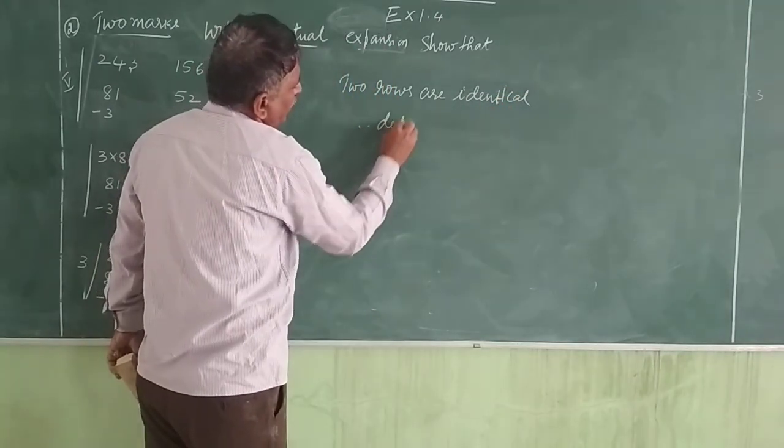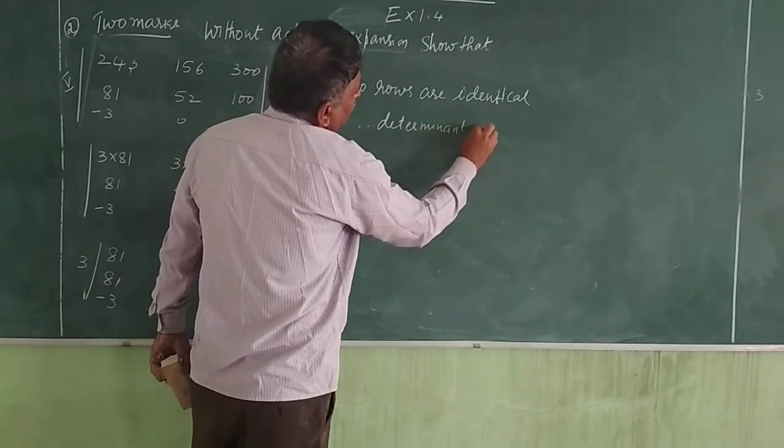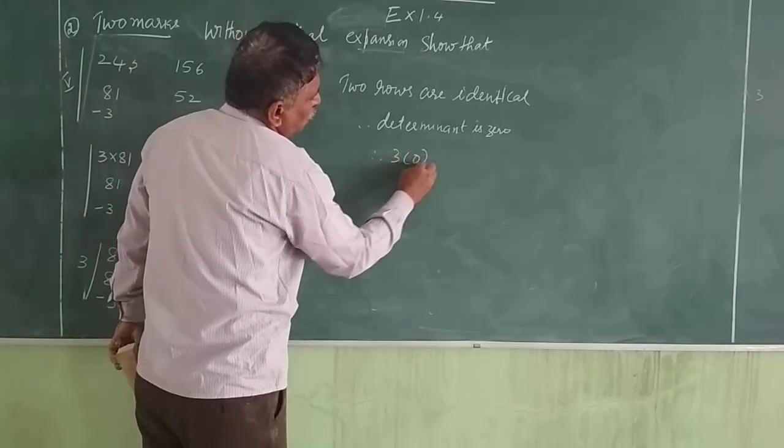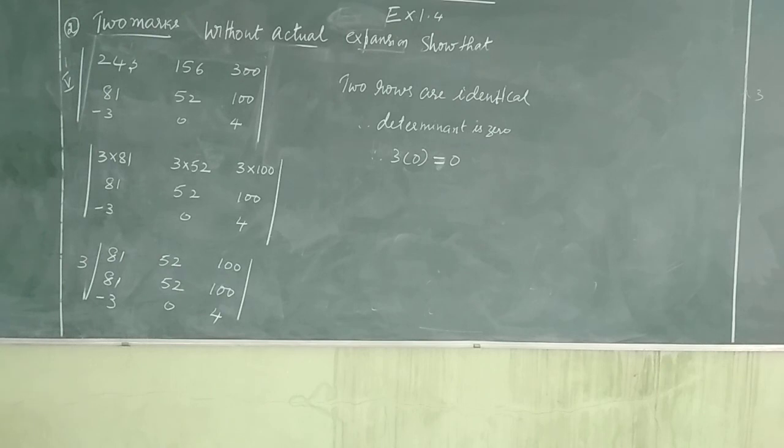Therefore, the determinant is 0. So 3 into 0 will become 0. Hence it is true. Yes, you can copy down the 5th question.